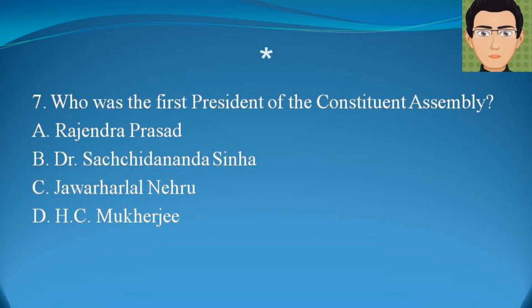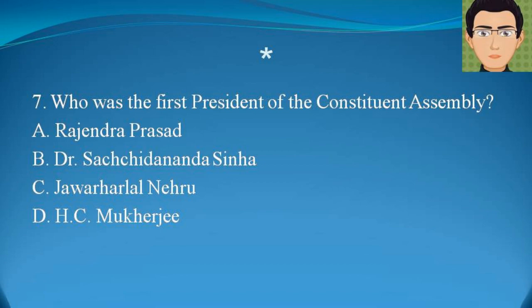Question number 7. Who was the first President of the Constituent Assembly? A. Rajendra Prasad, B. Dr. Sachchidananda Sinha, C. Jawaharlal Nehru, D. H.C. Mukherjee. Answer is B.